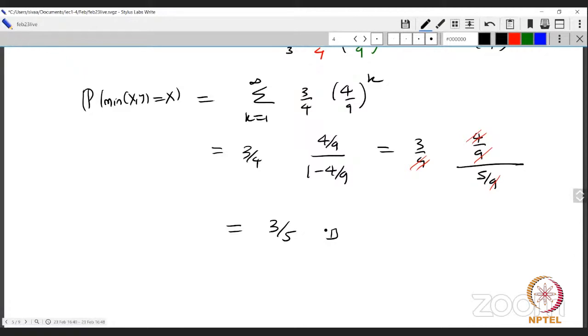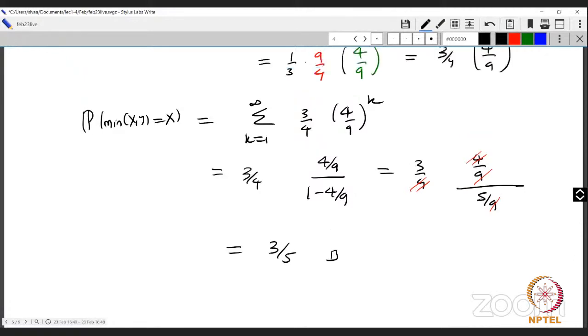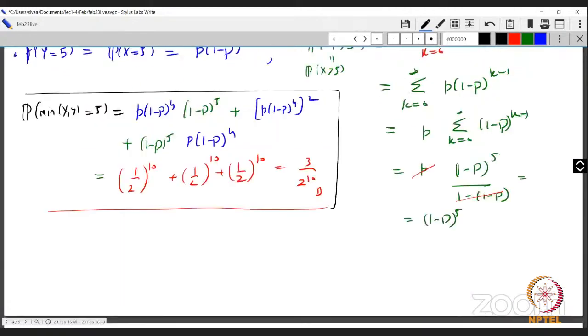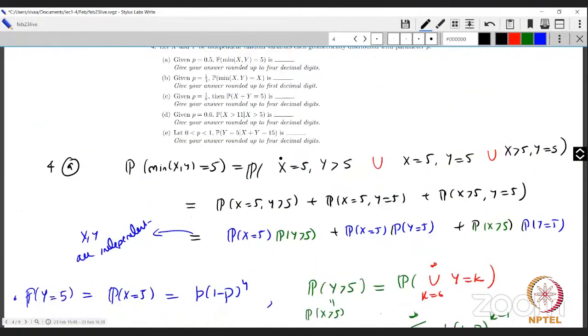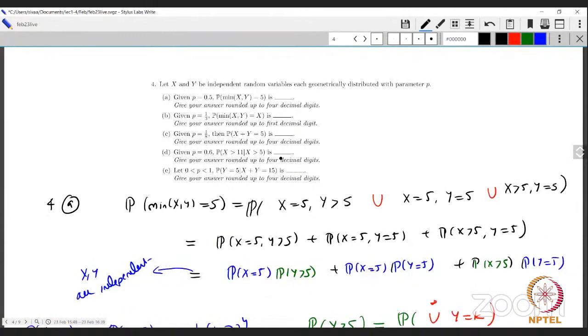Cool. So what is now left in the problem? I've done 1A, 1B. 1C and E are similar. Let's try and do D. 1C, I think you can all do. How do you do the probability X bigger than 11 given X bigger than 5? How do you do that? Let's see.